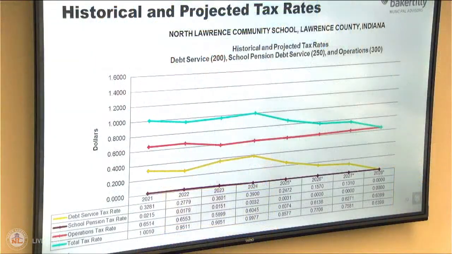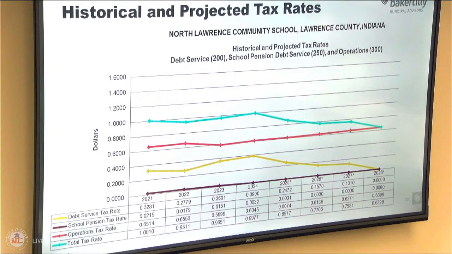But as you can see, as the debt rate should it drop, the total rate would also decrease. But you can see the operations rate stays relatively flat. You see a little bit of an uptick as you get further out, and it kind of goes back to what I mentioned earlier. They were projecting your maximum levy growth quotient being less than the net assessed value. So because of that, it would force your tax rate up slightly within that operations fund.